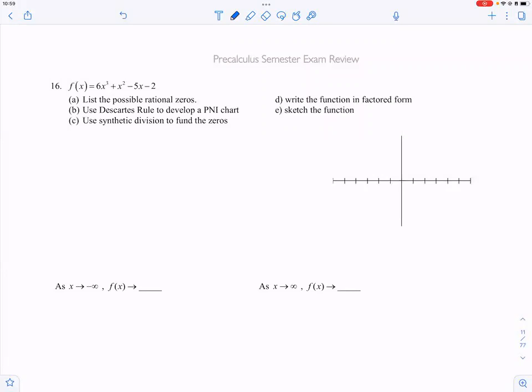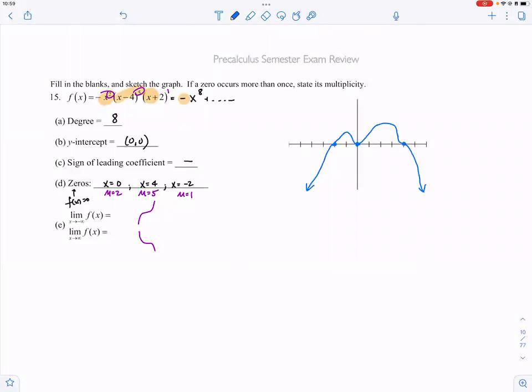Okay, question 16. But before we start question 16, I need to go back to question 15. I forgot to talk about question 15, the very last part, the E part, that is the limit. So limit as x approaches negative infinity, what it means is that if x goes to the left, where will the function go? If x goes to the left, the function goes down. So we say it is equal to negative infinity.